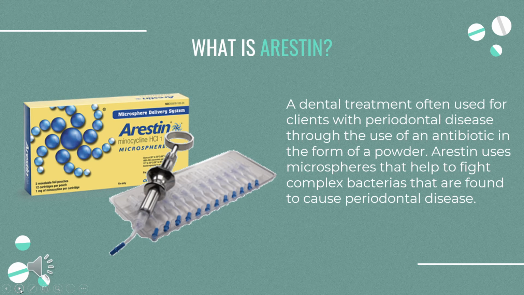Arestin uses microspheres that help to fight complex bacteria that cause periodontal disease. Arestin is placed a few weeks to months after the initial gum disease treatment of scaling or root planing and is placed in fewer than 6 pockets throughout the mouth with depths of 5, 6, or 7 millimeters.